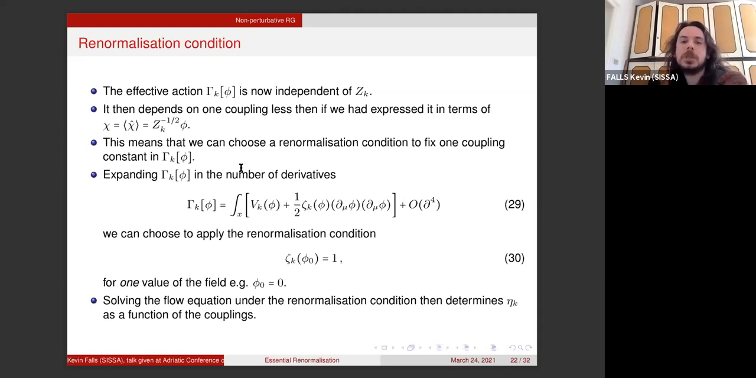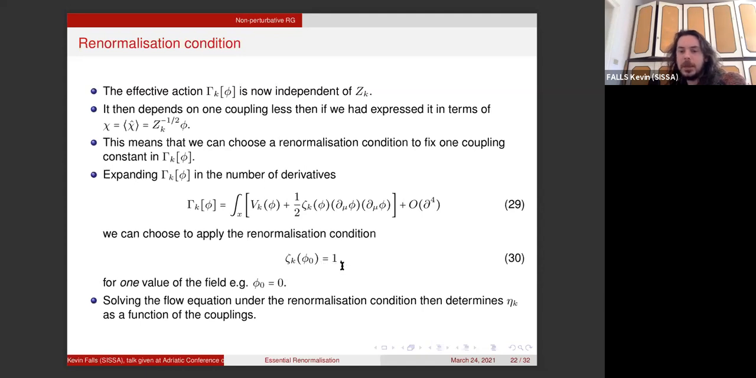So I have the freedom to basically choose which coupling I'm freezing. And this is just what's known as setting different renormalization conditions. So what is typically done is that I can expand my action in derivatives, and then I will get this term with two derivatives, and then one can choose a specific value of the field, for example, where the field vanishes, or maybe where the field is at the minimum of this potential. And then I can say that this function xi is just one at that scale.